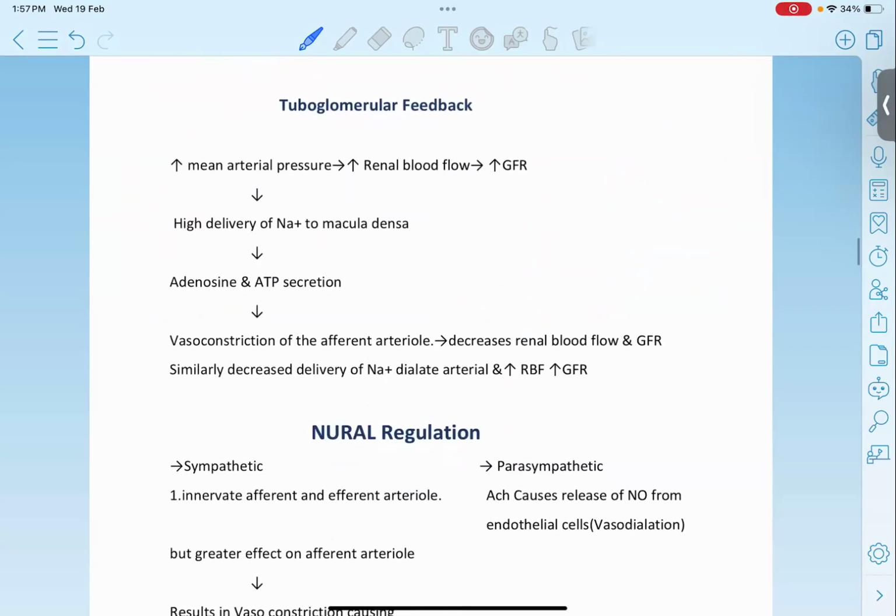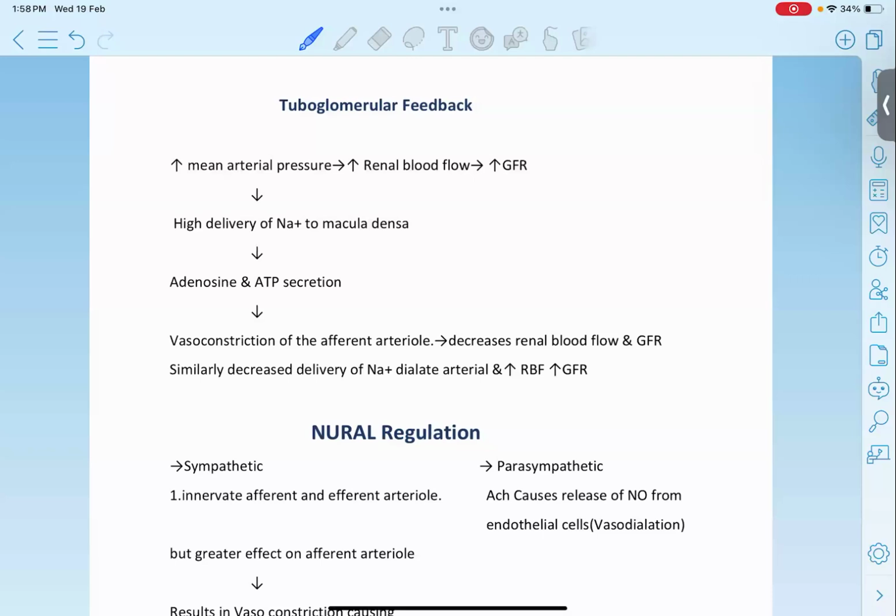Now we will move into tubuloglomerular feedback mechanism. Already mentioned, it comes from that macula densa. There are some special cells in the macula densa which can be found in the junction of thick ascending limb of loop of Henle and DCT. So what would happen in this feedback?